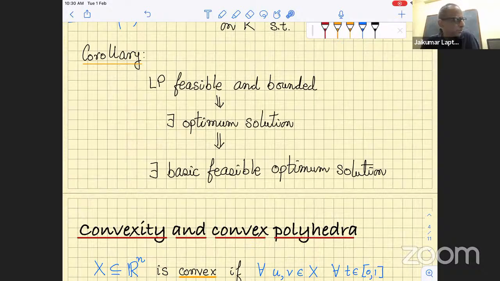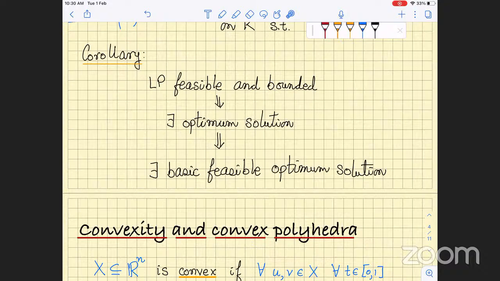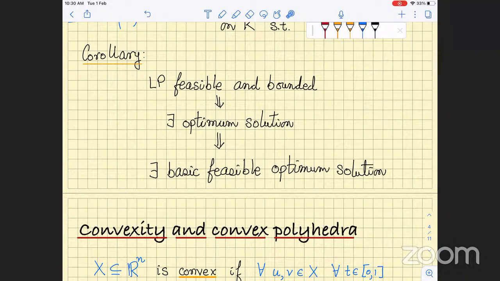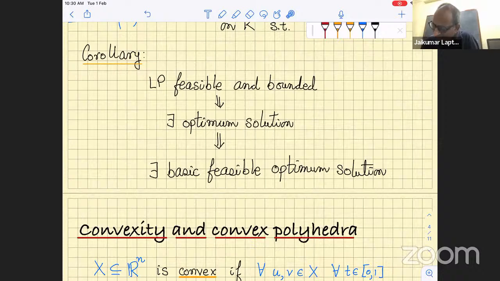Because if there is a solution that is greater than M, then there is an unbounded solution. So you find a value, then increase it by a little bit and ask whether there is a solution, that is, C dot X greater than or equal to M plus 1. Yes, that is correct. That will work.